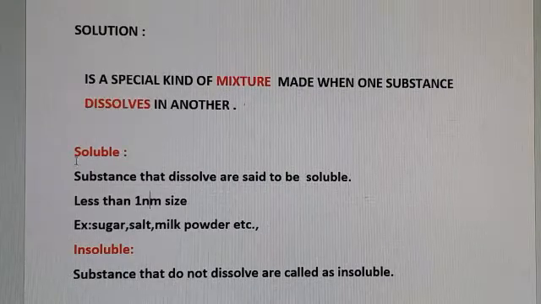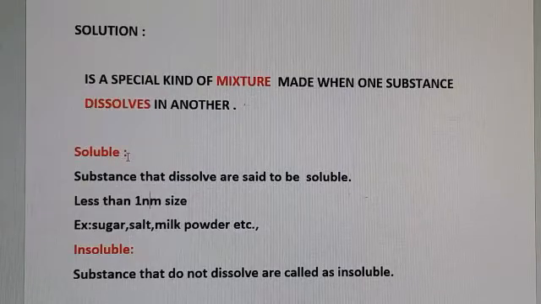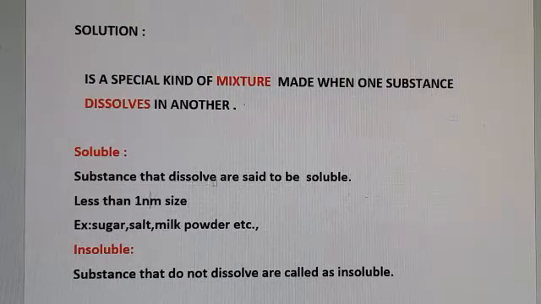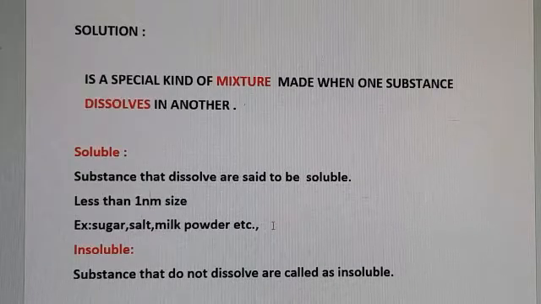Fine. Define soluble. What is meant by soluble? The term defines that substances that dissolve are said to be soluble. That means the substances which can dissolve are called soluble, which are less than 1 nanometer in size. Examples: sugar, salt, milk powder, etc. You can add more to the soluble examples.